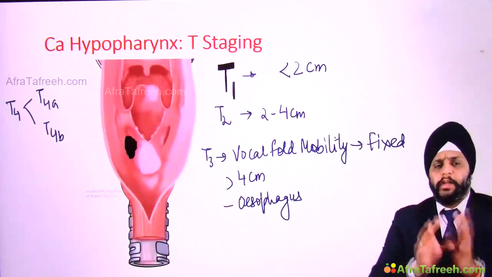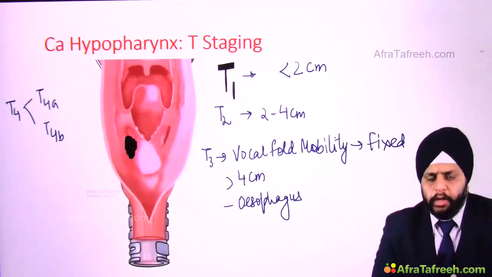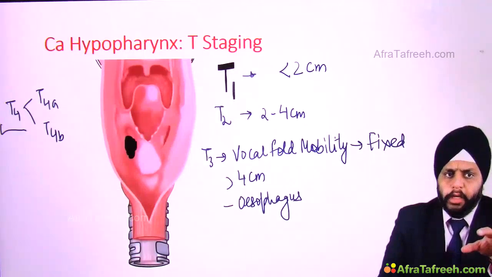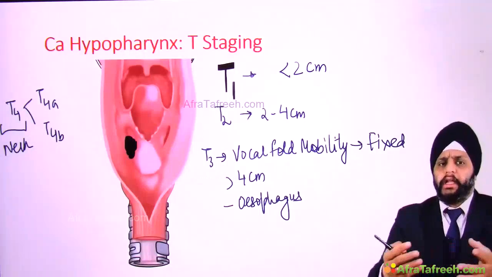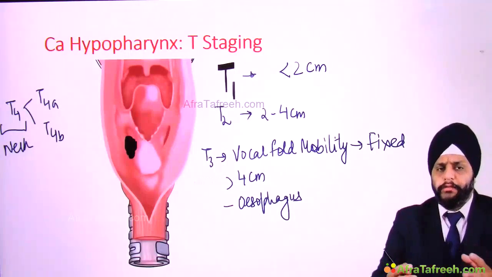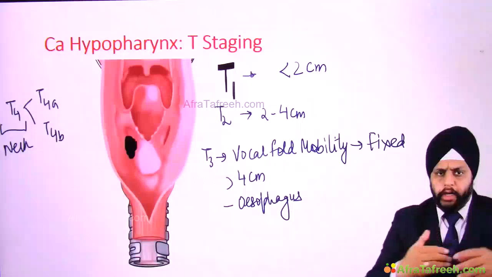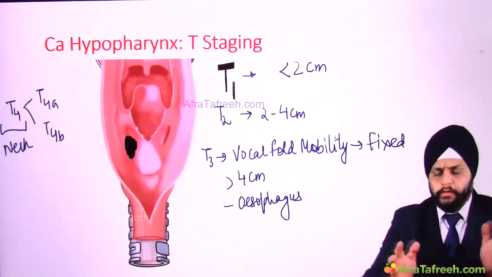So very easy to remember, T4A and T4B. Remember, T4 goes into the neck. So it goes outside the pharynx, outside the larynx. That is T4. For going outside, it can involve the different cartilages, thyroid, cricoid, it can involve the thyroid gland. All right, so it goes outside.